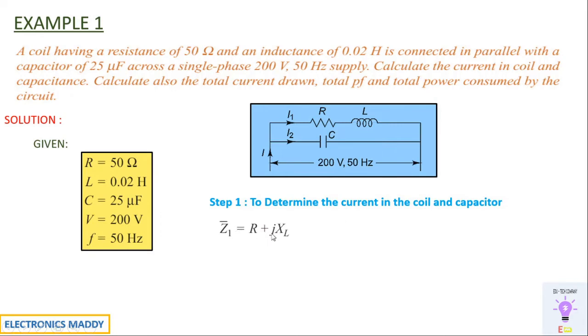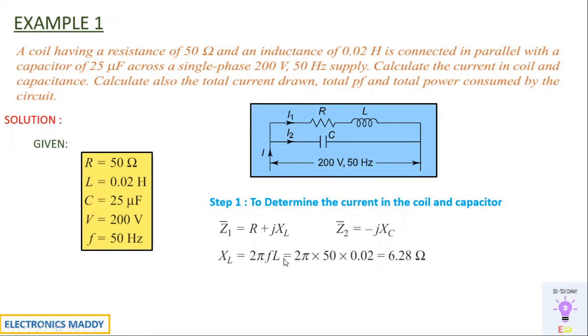Z1 bar is equal to R plus j XL if you are applying it for this particular network, and with respect to this particular portion, Z2 bar is equal to minus j XC, isn't it? So our first step is to find the value of XL and XC, and then we'll be able to find Z1 and Z2, and once we know that, we'll be able to find I1 and I2.